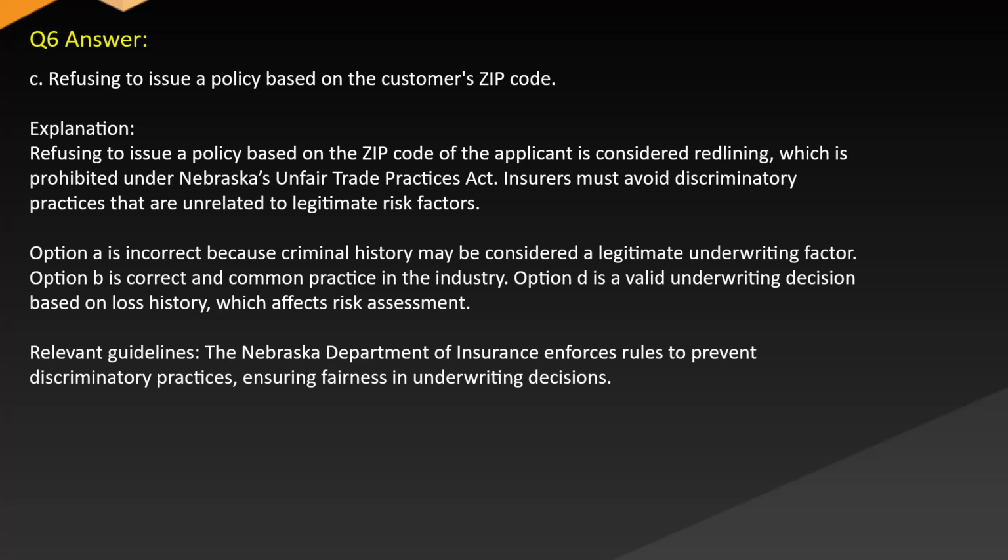Option A is incorrect because criminal history may be considered a legitimate underwriting factor. Option B is correct and common practice in the industry. Option D is a valid underwriting decision based on loss history, which affects risk assessment. Relevant guidelines: The Nebraska Department of Insurance enforces rules to prevent discriminatory practices, ensuring fairness in underwriting decisions.